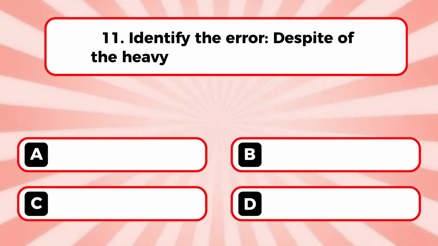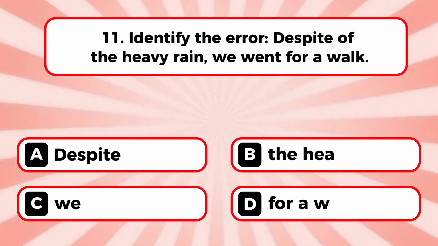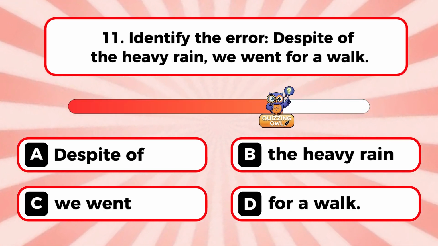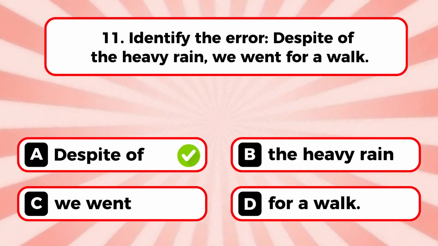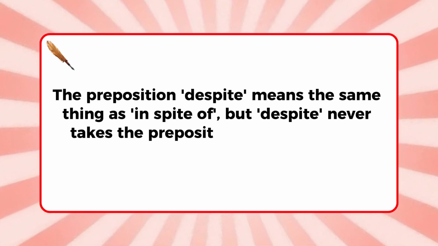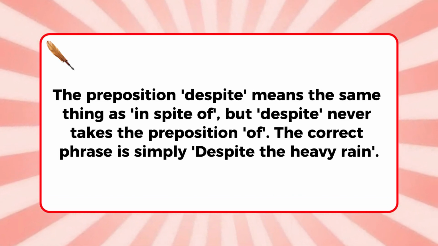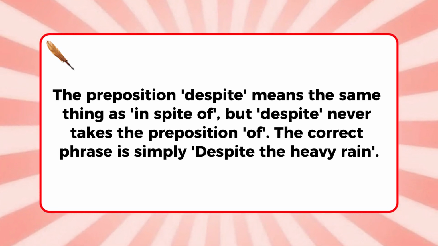11. Identify the error. Despite of the heavy rain, we went for a walk. The preposition despite means the same thing as in spite of, but despite never takes the preposition of. The correct phrase is simply despite the heavy rain.